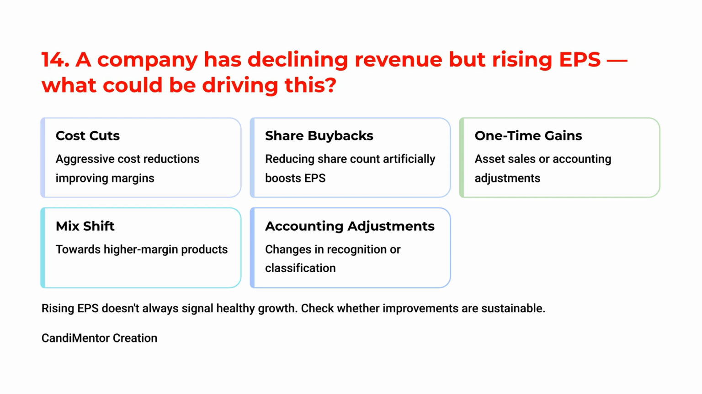A company has declining revenue but rising EPS. What could be driving this? Several factors may explain it. Cost cuts that improve margins. Share buybacks reducing share count. One-time gains. Mix shift toward higher margin products. Accounting adjustments. Rising EPS doesn't always signal healthy growth. You must check whether improvements are sustainable.